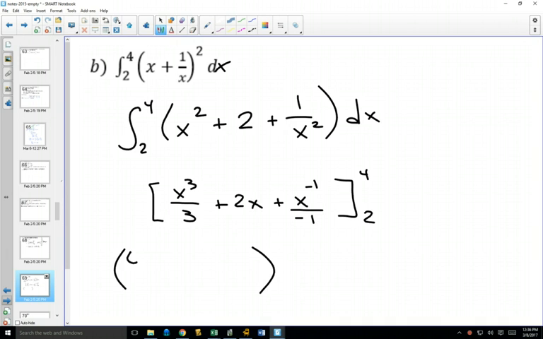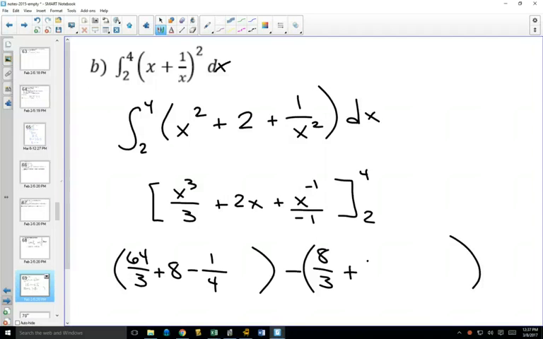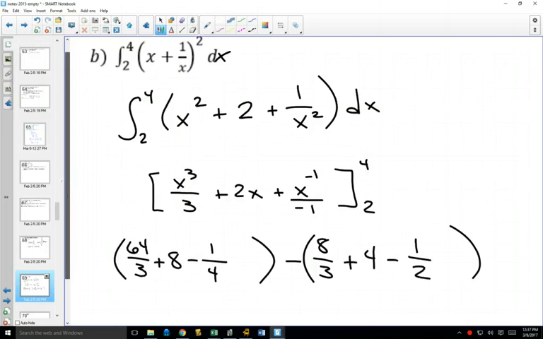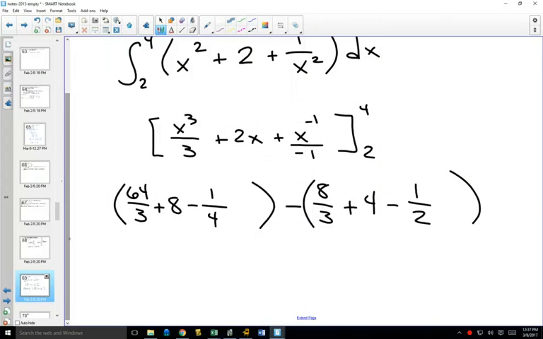Now if I plug in 4, I'm going to get 64 over 3 plus 8 minus, and that would be 1 over 4. Subtract. Plugging in 2 will be 8 over 3 plus 4 minus 1 over 2. Sometimes what I do in these questions, instead of getting a common denominator from everything, I just put some of the things that are close together.